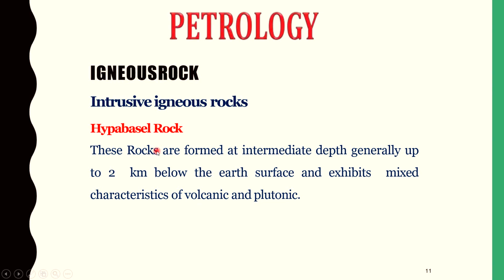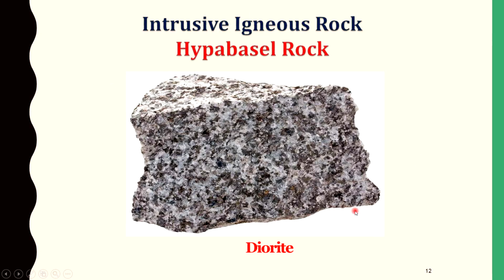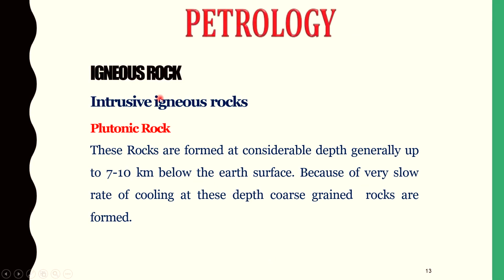Okay, so these rocks are formed at a smaller depth, say up to 2 km below the earth's surface. If rocks are formed at a smaller depth, up to 2 km, those rocks are known as hyperbasalt rocks. An example of hyperbasalt rocks is diorite. Now the next intrusive igneous rock is plutonic rock. The main difference between plutonic rock and hyperbasalt rock is only the gap between the depths.